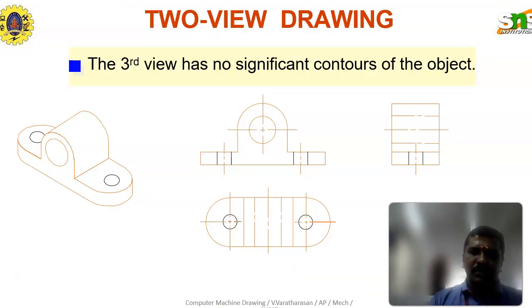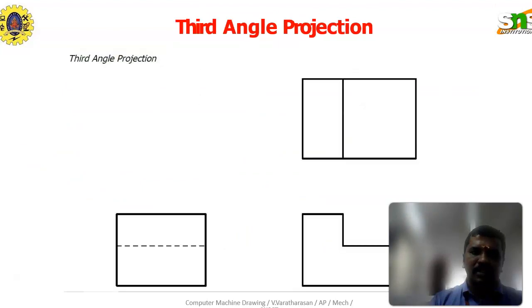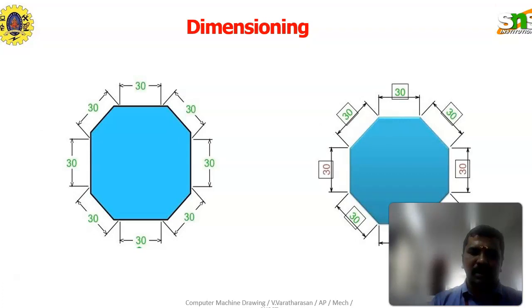So two view drawing also we are seeing, third angle of projection. By example, how the views will be represented: the first angle of projection, the third angle of projection, and the first angle and third angle projection symbols, how they will be represented in the title blocks. So it is a very important slide.